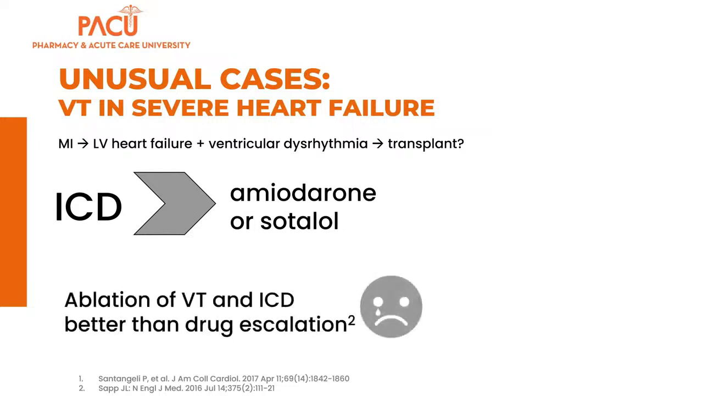Really, at this point, they need to be worked up for ablation of that ventricular tachycardia and ICD if they're not on it already. It's been shown to be better than drug escalation. Unfortunately, these patients bypass all the antiarrhythmics and go for more procedural solutions. But if the amiodarone or sotalol class 3 antiarrhythmic isn't working, then they'll be put on a class 1 antiarrhythmic. This is the one sort of niche that I see mexiletine used, really just to provide another mechanism of action.